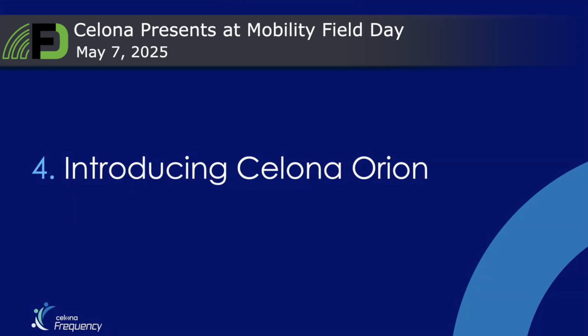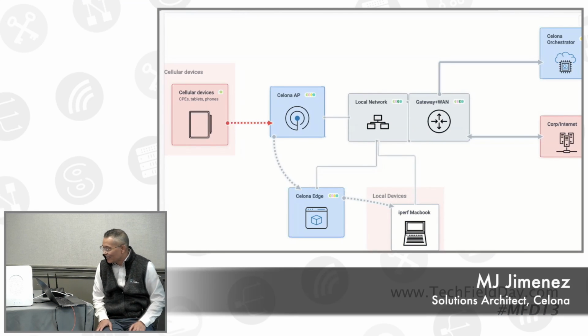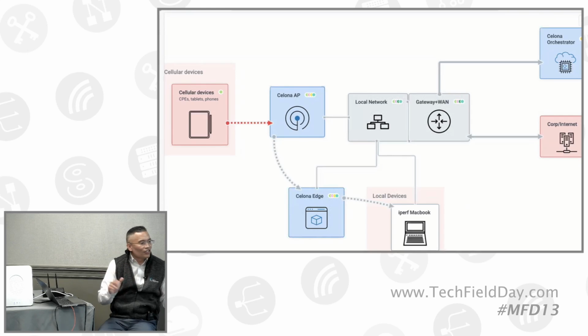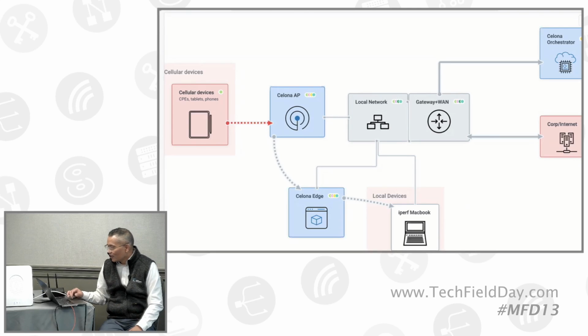Let's look at what the simplest private cellular Celona LAN deployment would look like. We would call something like this a site, a single deployment where you have access points. You'll have your cellular devices. You'll have your Celona access point, a Celona edge on site, and all we need is power and some way to the internet, and we're ready to demonstrate or show, right?